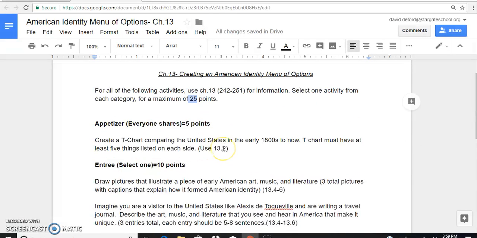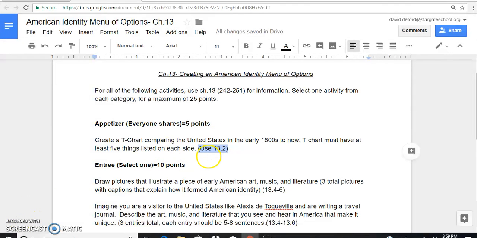Let's start with talking about the appetizer. The first thing you're going to do is read 13.2. When you do that, you'll get out a piece of paper. You will create a T-chart on that piece of paper, and you will compare what you read in 13.2 about America then versus America now, and you will have 5 things listed on each side.